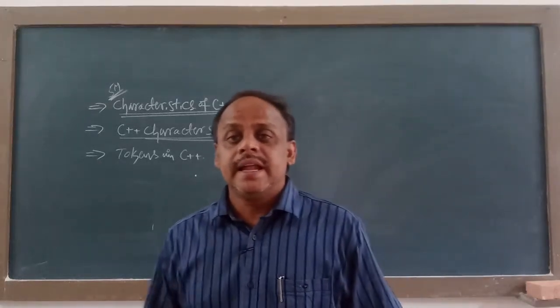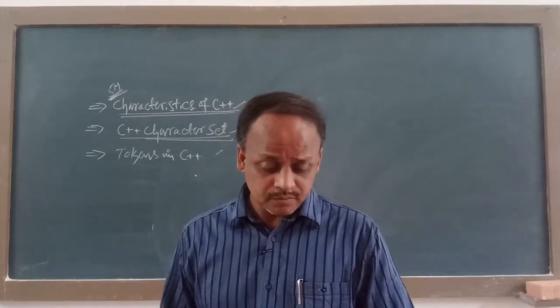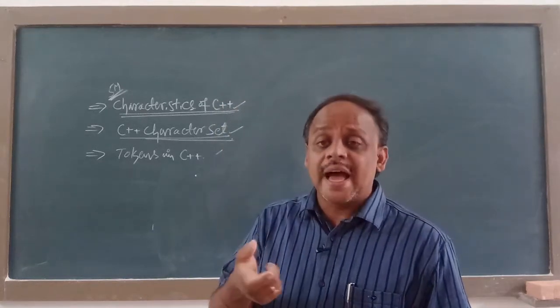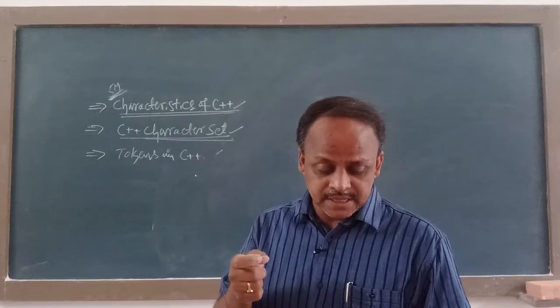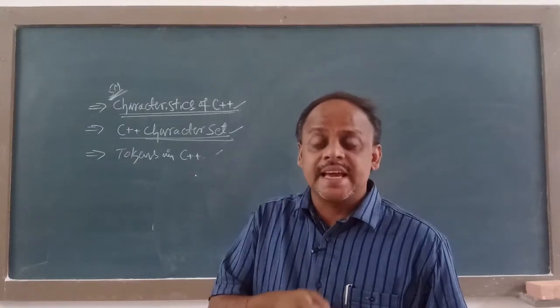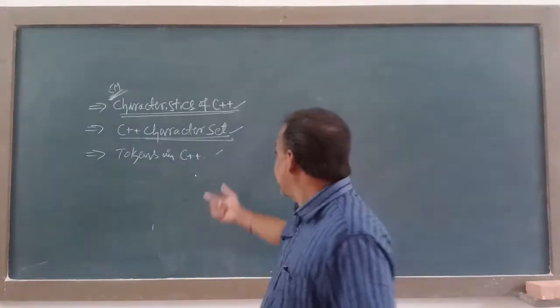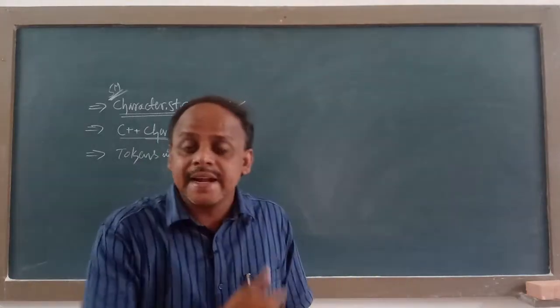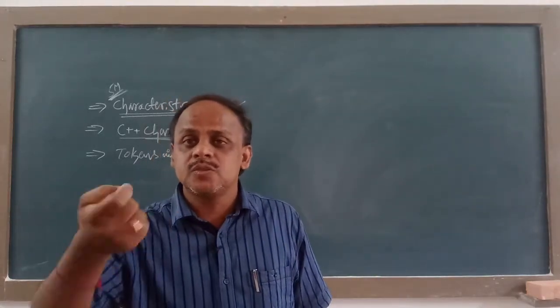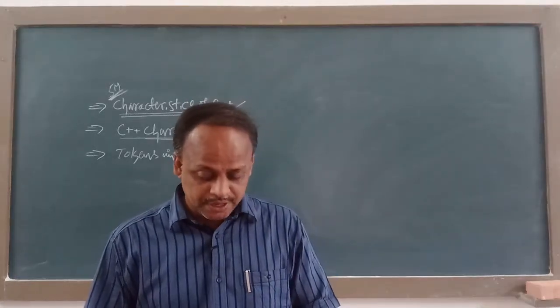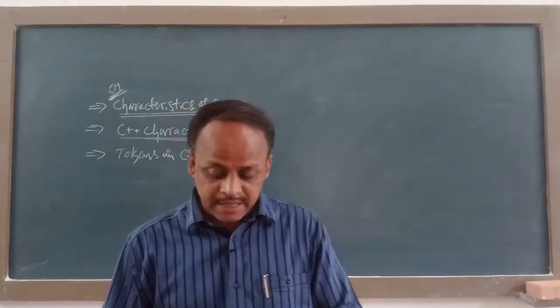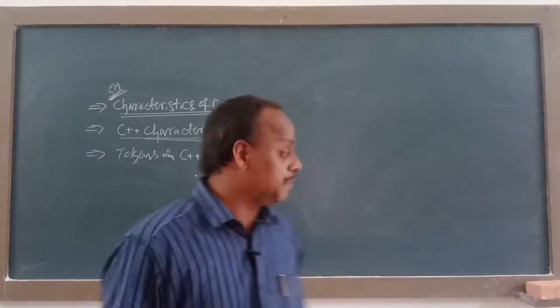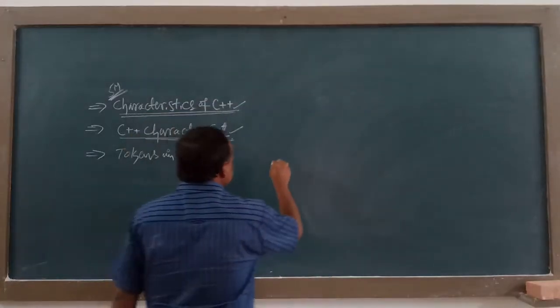Simply, character set means the valid set of characters that a language recognizes, and that is called the character set of C++. Now what characters is C++ going to support? The following are the character set in C++. What are the character sets of C++?